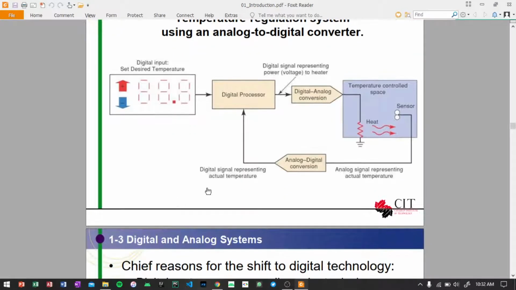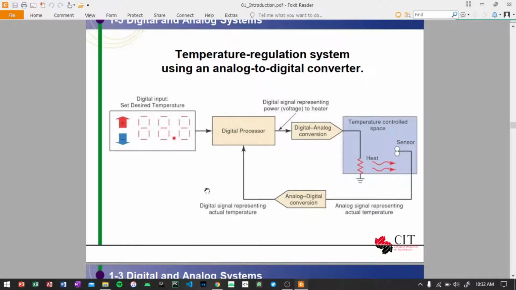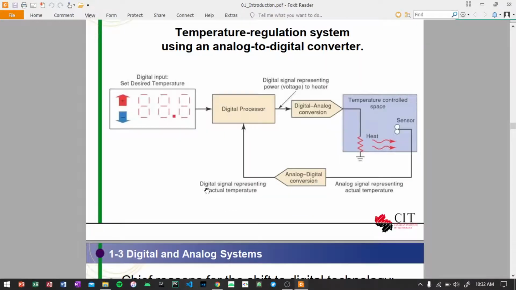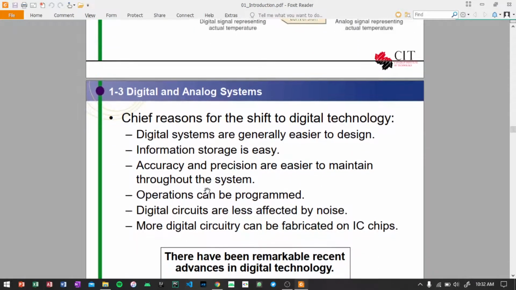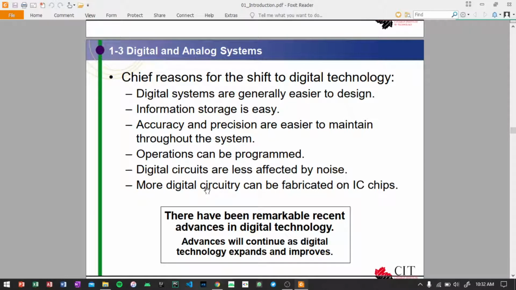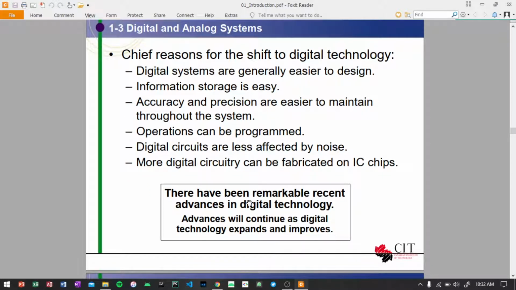But this is done automatically if we want it to be programmable. That's why it is easy to design, guys. We have some chief reasons for the shift to digital technology. Digital systems are generally easy to design. Information storage is easy. Accuracy and precision are easy to maintain throughout the system. Operations can be programmed. Digital circuits are less affected by noise.